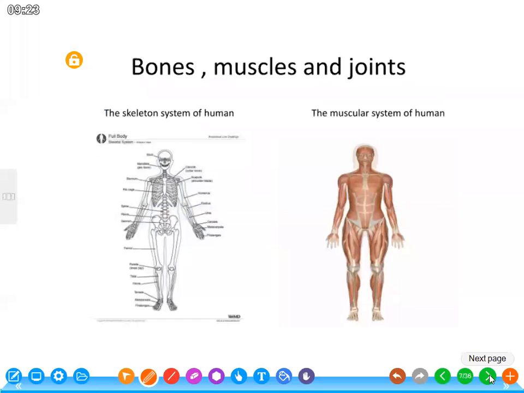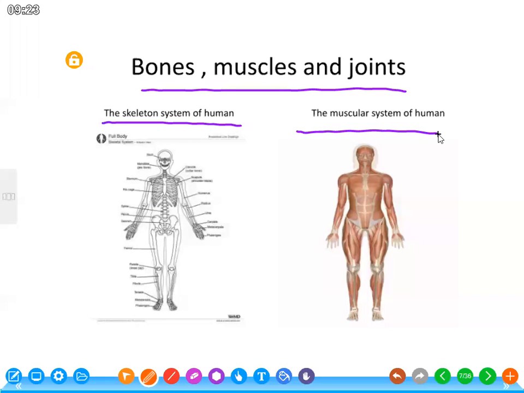Bones, muscles, and joints. So here you observe the skeletal system of human and the muscular system of human. Both are involved in the movement of the body.